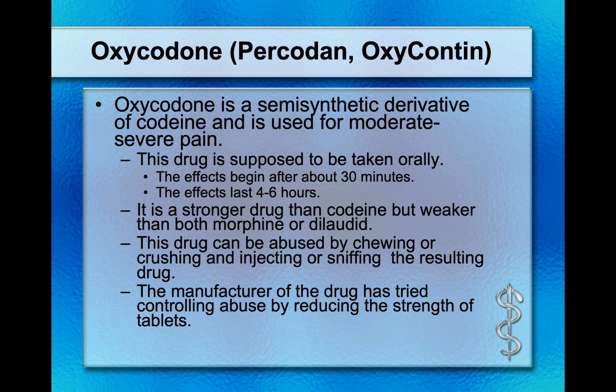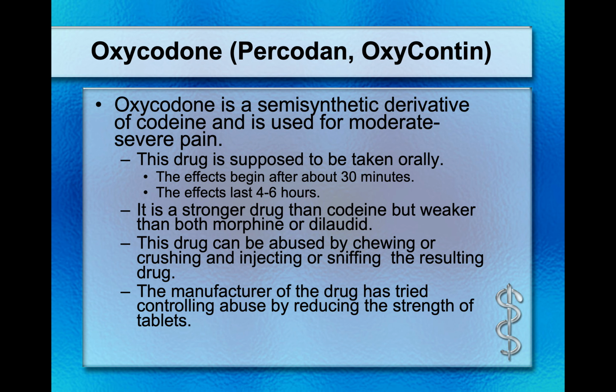Oxycodone is a semi-synthetic derivative of codeine and is used for moderate to severe pain. Other names for oxycodone are OxyContin and Percodan. This drug is supposed to be taken orally. The effects begin after about 30 minutes. The effects last 4 to 6 hours. It is a stronger drug than codeine, but weaker than both morphine and Dilaudid.